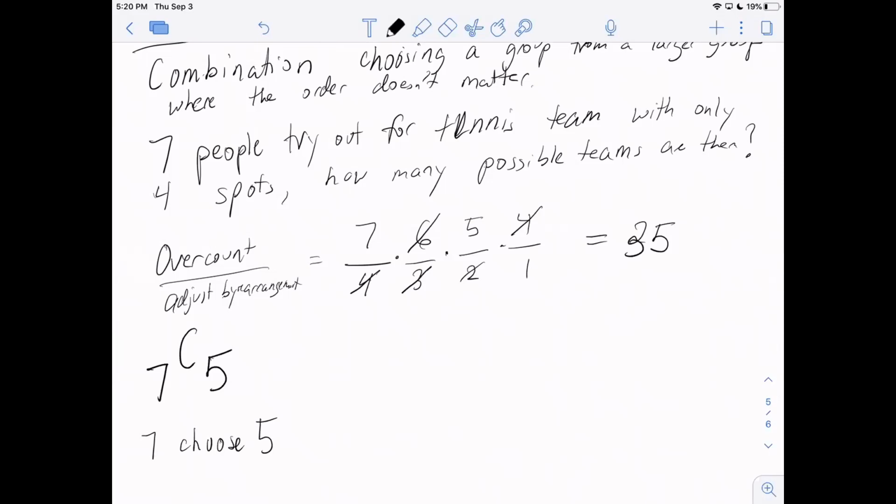The notation that we're going to use is the one that's most common in more advanced math. It's 7 choose 5, where you write it over each other, but you don't put a bar there. You just put them in parentheses.